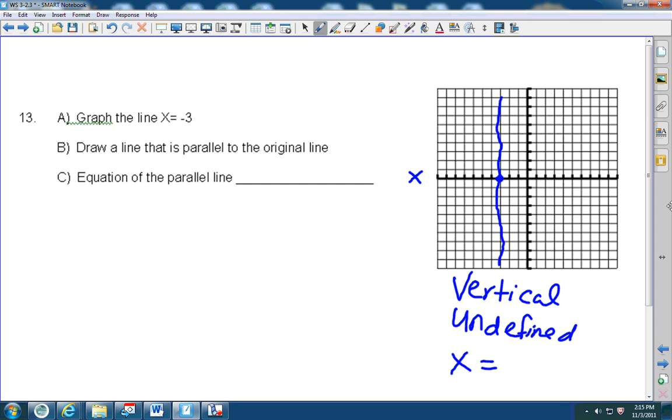It wants a line that is parallel to it. It doesn't matter what number you choose. In this case, I have x equals -2. That's my line. Or x equals +2. So my bad, right here. X equals +2.